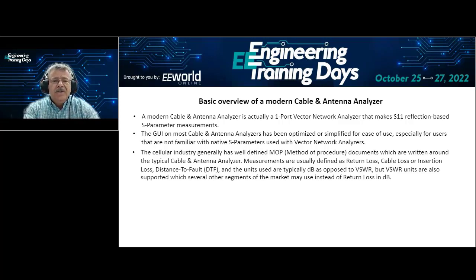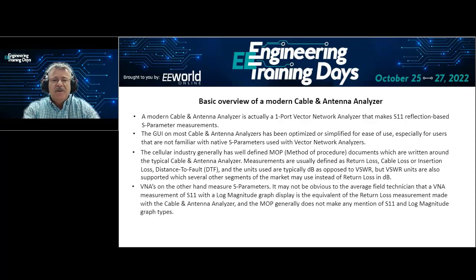So the cellular industry and other industries as well have methods of procedures, we call them MOPs. And those MOPs are written typically around cable antenna analyzers, especially for the cellular industry. So the measurements in the MOP are going to be return loss, cable loss, insertion loss, if it's a fault or whatever. And those are the types of measurements that the field technicians need to make. This is where the differences between a cable antenna analyzer and a vector network analyzer start coming into play in terms of the ease of use for the product.